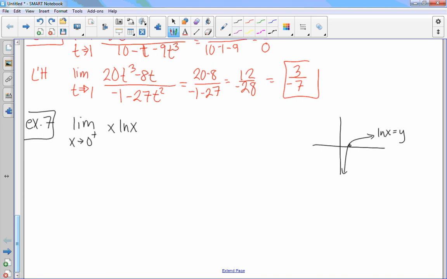Now, if we plug in 0, what do we get? We get 0 times, what's the natural log of 0? We have an asymptote, so it's negative infinity. Now this is an indeterminate form from our list, right? But L'Hopital's rule only works on quotients. So we have to manipulate this into a fraction. How can we make this into a fraction? So we have a numerator and a denominator.